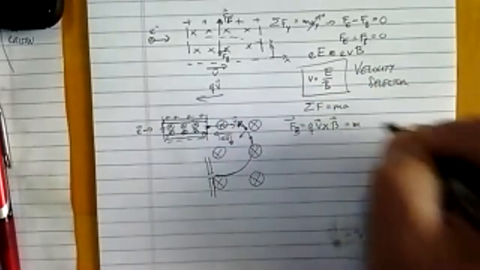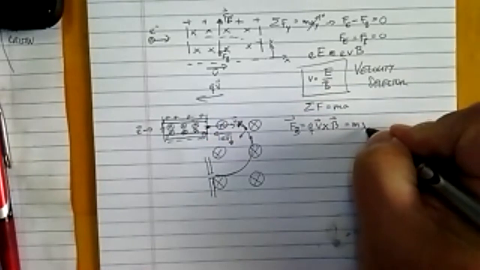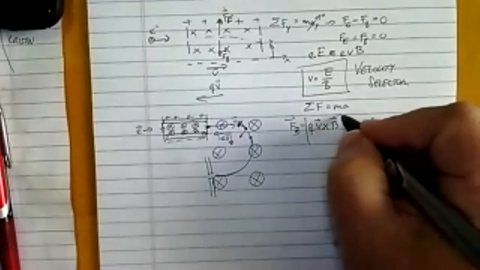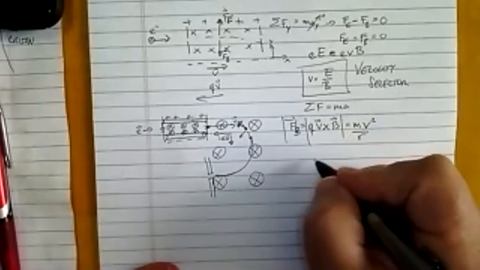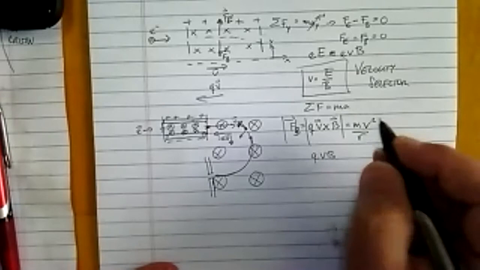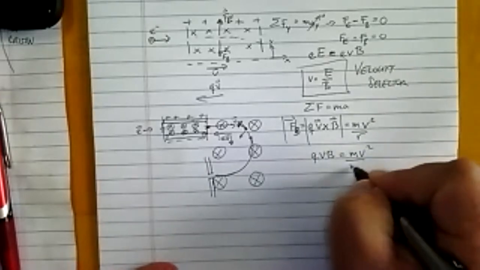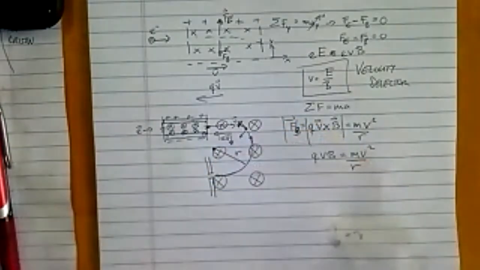We'll have that's equal to the mass of the particle times the acceleration, which is that of a circle, so we'll say v squared over r. And I'm going to just set that in magnitude because, again, we've got everything in perpendicular directions, so we don't have to actually worry too much about the angles and all that good stuff. So I'm going to have qvB, again, sine of 90 degrees is 1, equal to the mass times v squared over the radius of the circle, which is this distance right here.